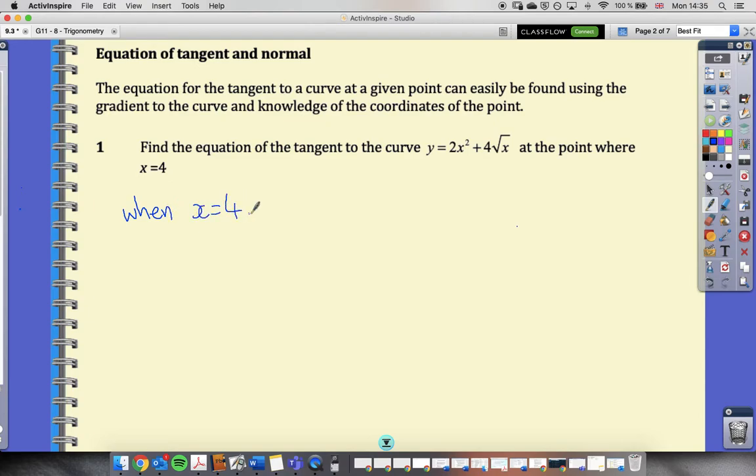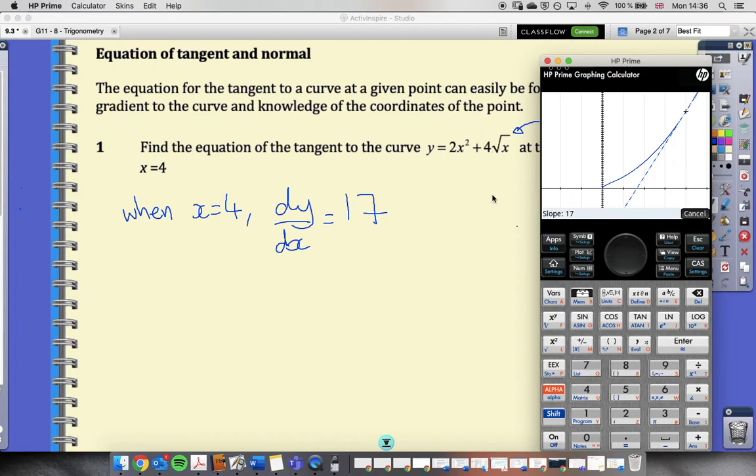So when x equals 4, dy by dx equals 17. Notice we haven't even actually had to differentiate this function in order to find the slope. Obviously, you looked at the power law last lesson, so you'd be able to do that. We'd think about this as 4x to the power of a half, and we'd be going through multiplying by the power and reducing the power by 1, and then substituting in 4. That's clearly not the most efficient way of doing that, is it? Using a calculator is.